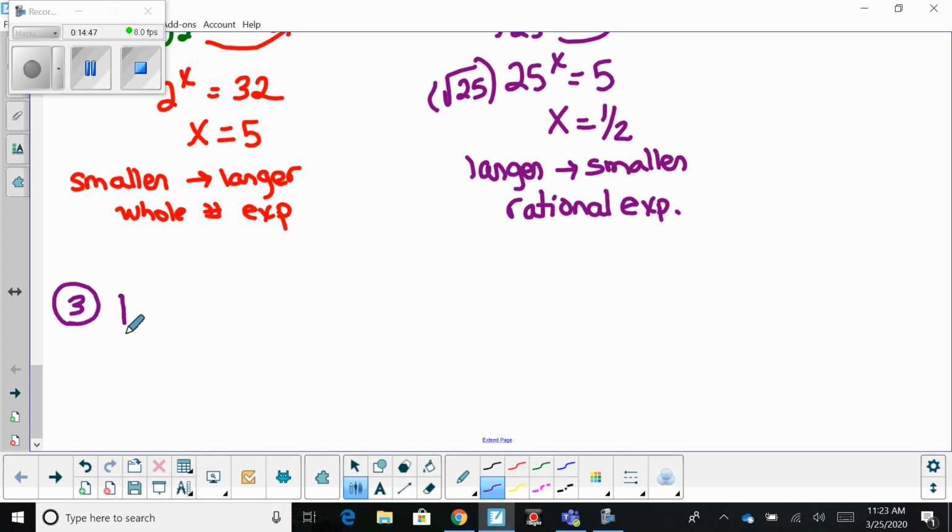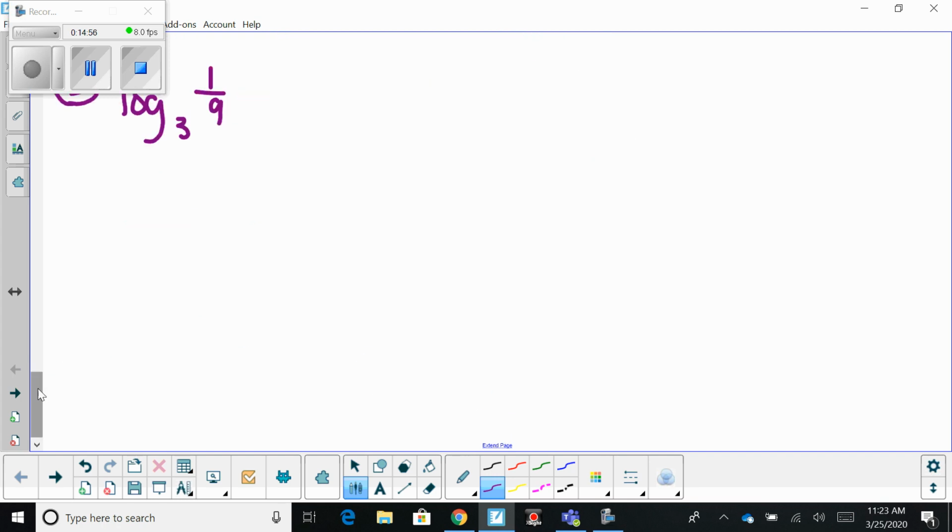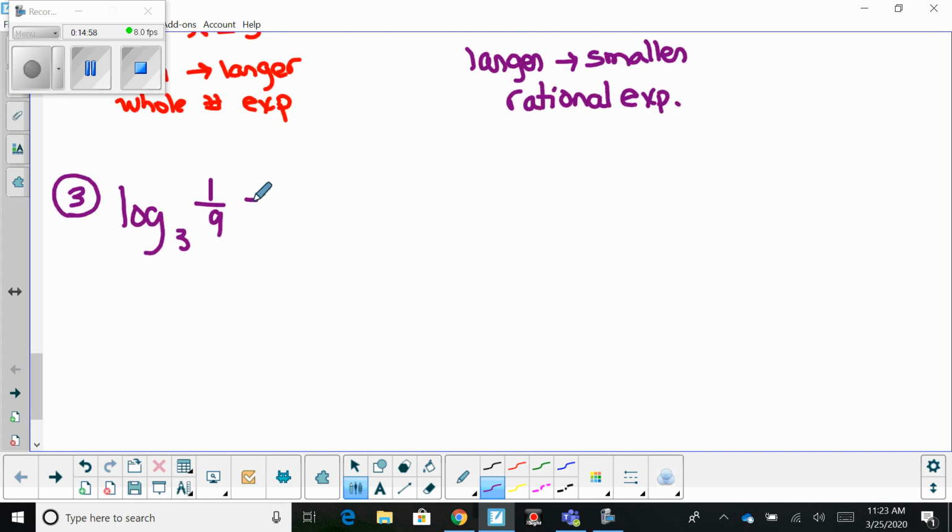If they gave me log base 3 of 1/9, and they asked me to evaluate that, again, set it equal to x. I'm going to rewrite it in exponential form: 3 raised to the x equals 1/9.